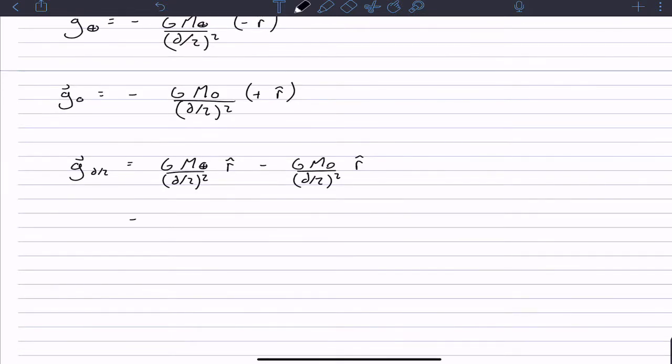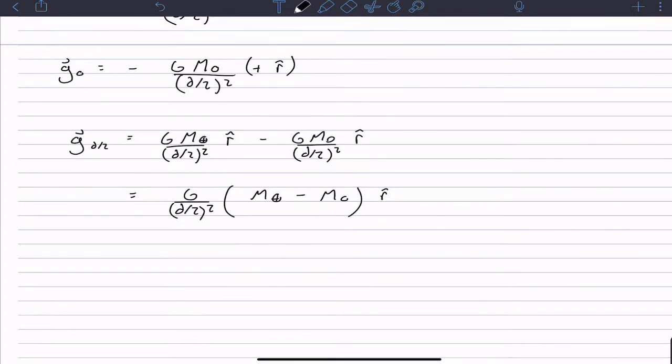We can also rewrite this for simplicity this way: the mass of the Earth minus the mass of the Moon in the r hat direction. It's really interesting to note that this is really just dependent on the difference between the masses. As far as values, G is approximately 6.67 times 10 to the negative 11, in meters cubed per kilogram per second squared.